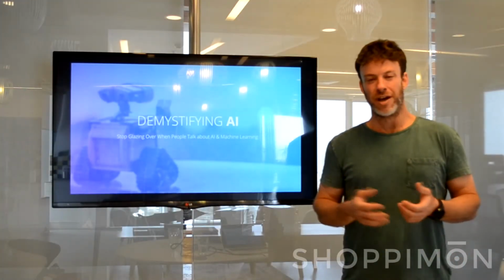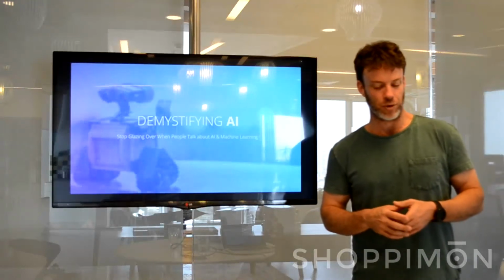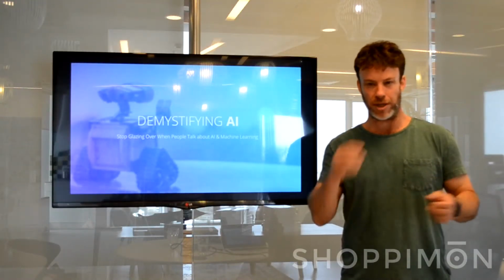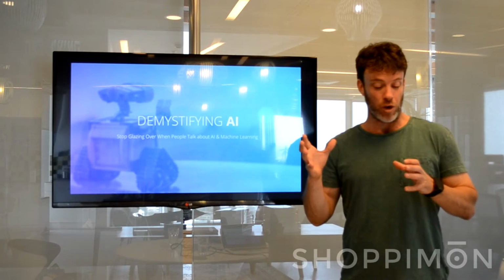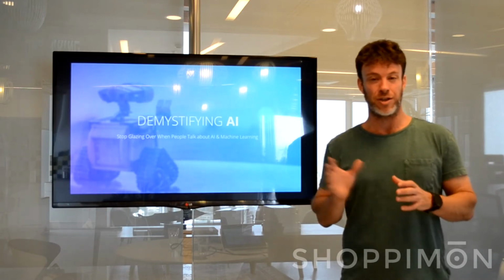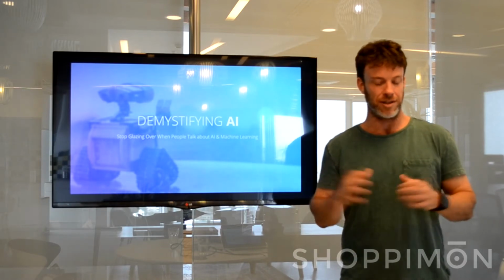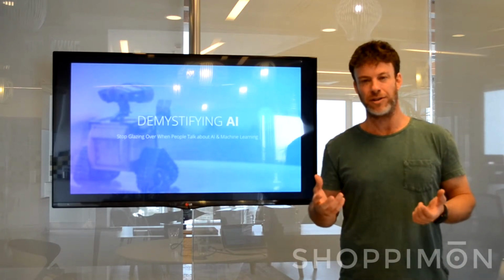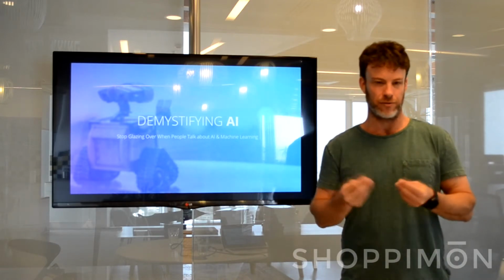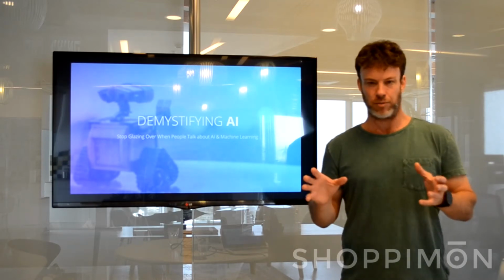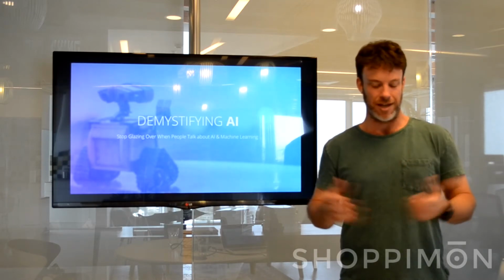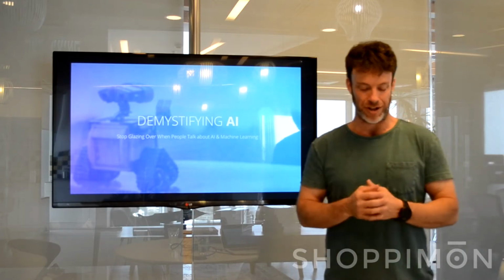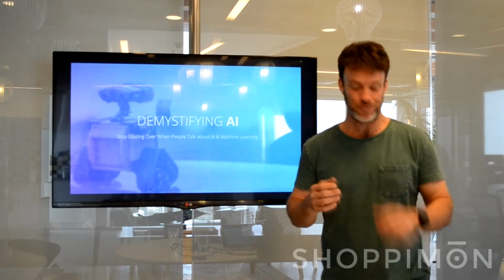In Shoppimon, we use AI, artificial intelligence, to help our merchants make sure that the websites are functioning correctly. And what I'm going to try and do in this presentation is, in just a few minutes, explain the basics of artificial intelligence. So hopefully you get a sense of how it's done. Just the basic principles. We're not going to dive too deep into it. Let's see how we do.